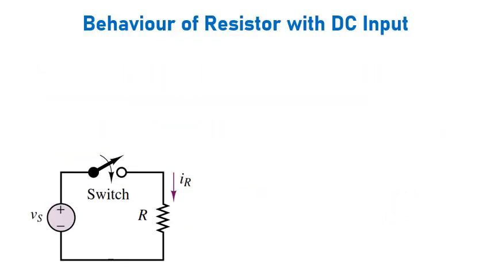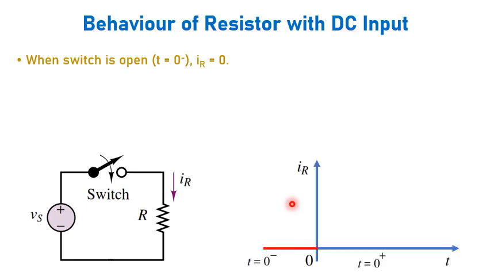Now let us see the behavior of passive elements when it is supplied with DC input. Let us consider a resistor is connected across a DC voltage. So when the switch is open, the current flowing through the resistor is 0. You can see the switch is open, so it is open circuit, and the variation of current with respect to time we can see with the help of a graph.